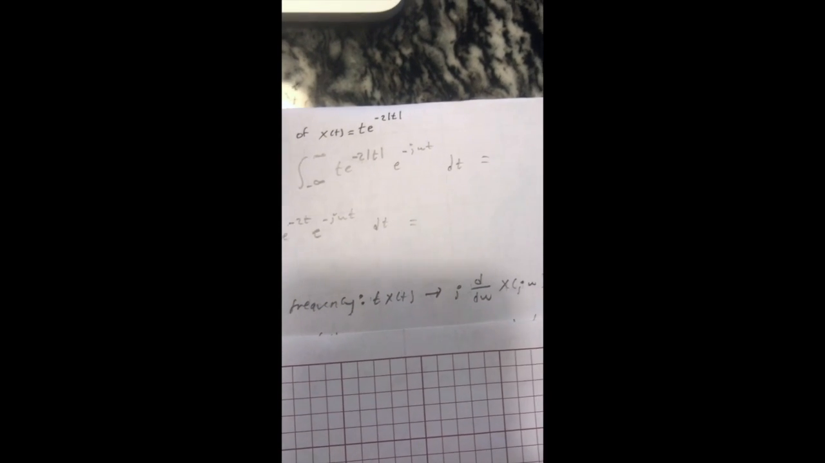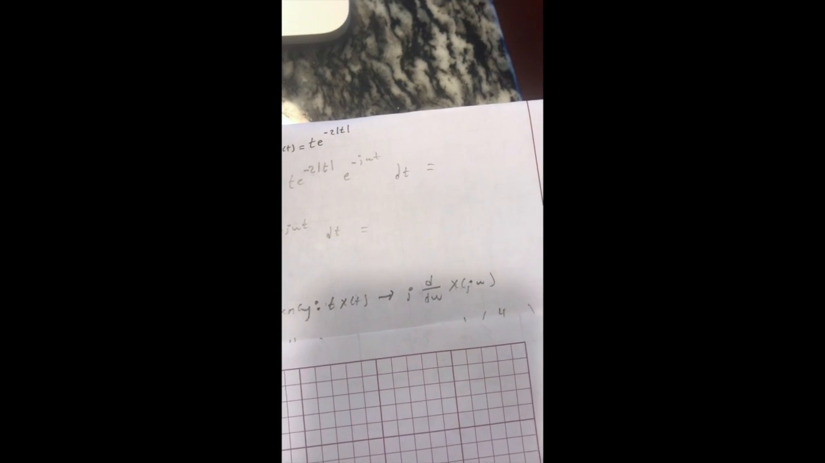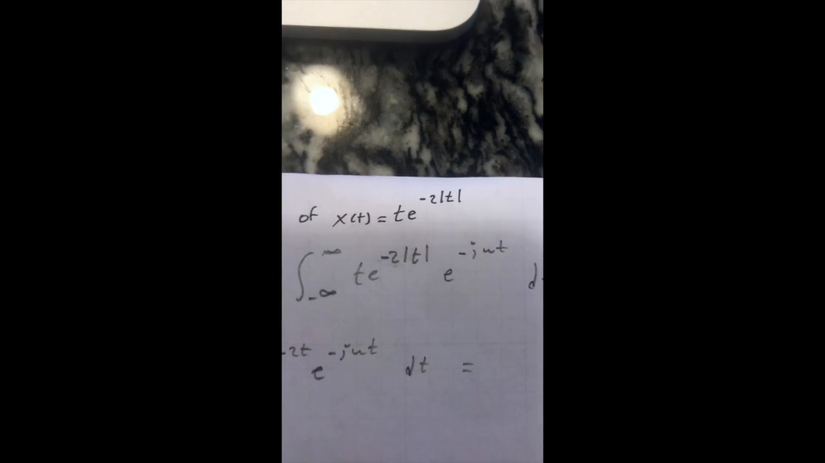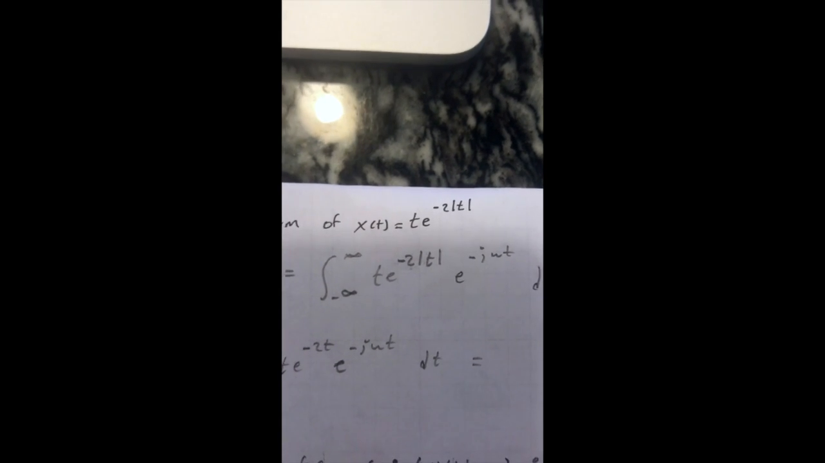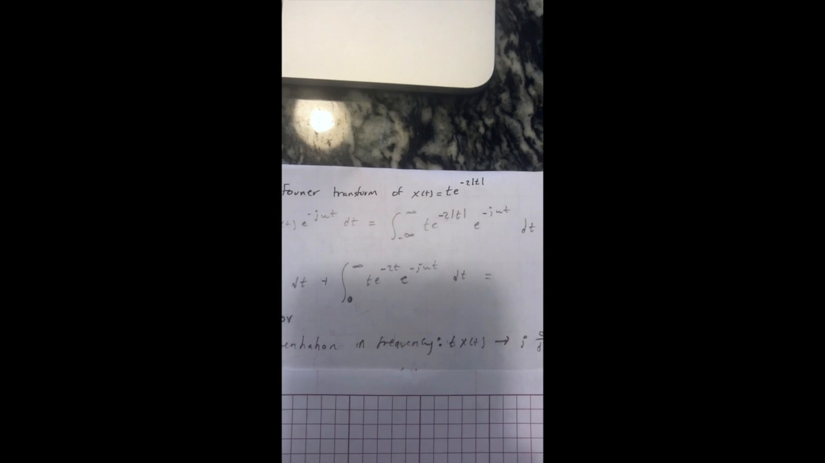Which is, x of t is equal to j d over d omega of x of j omega. So you're basically just multiplying j times the derivative of x of j omega. Now you need to figure out what your x of t is, right? Lucky for us, we do have a property for the Fourier transform of x of t equaling e to the minus 2 magnitude of t.